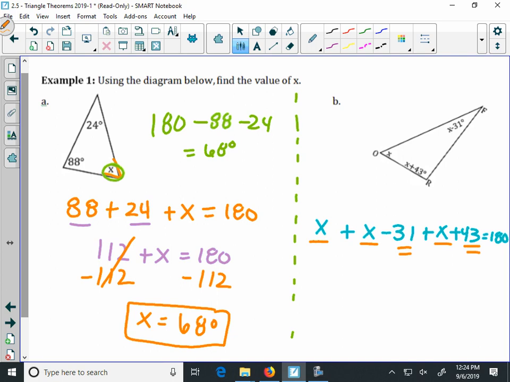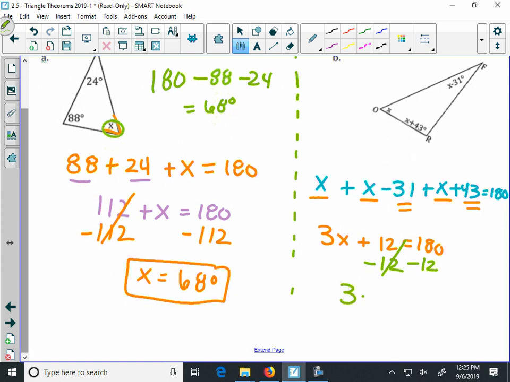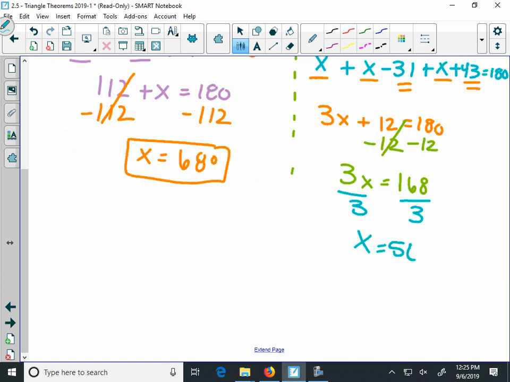When I do x plus x plus x, what do we get? 3x, good. And then negative 31 plus 43, what do we get? 12. Move the 12 over. Divide by 3. What do we get when we subtract 12? Sorry, 168. Then divide by 3. And x ends up equaling what? What is it? 56. Very good. So x is 56 degrees.